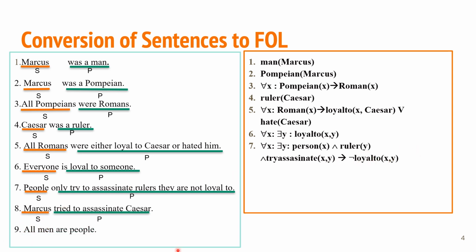Next, the eighth one is Marcus tried to assassinate Caesar. Here the subject is Marcus, and tried to assassinate Caesar is a predicate. There is no quantification, so just write the predicate: try assassinate of Marcus comma Caesar. And next, the last one is all men are people. Here all is a quantifier, so you have to use for all x: if x is a man, then x is a person. Thank you.